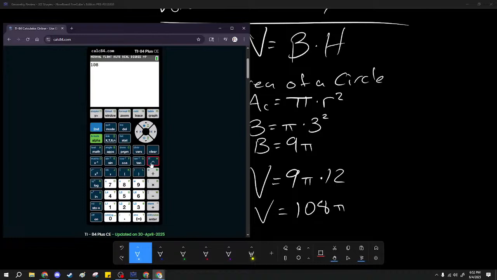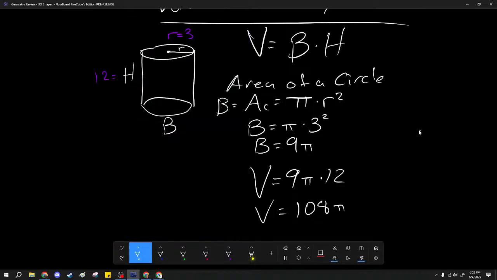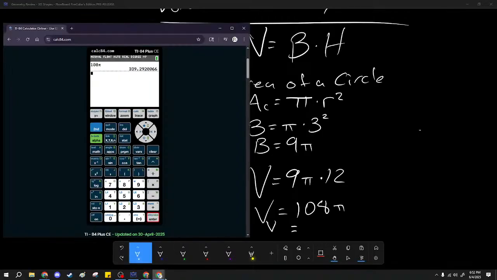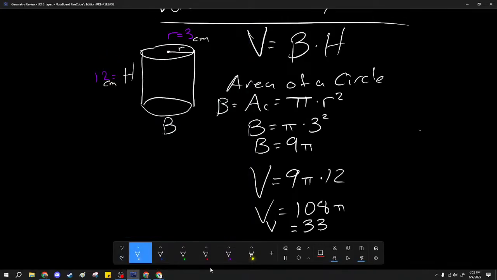And I have 108 times pi. Enter. So I get that the volume of this cylinder, whatever units we're in, let's say cubic centimeters, so I'll say cm for centimeters. The volume is 339.29 centimeters squared. 339.29 centimeters, not squared, sorry, cubed.